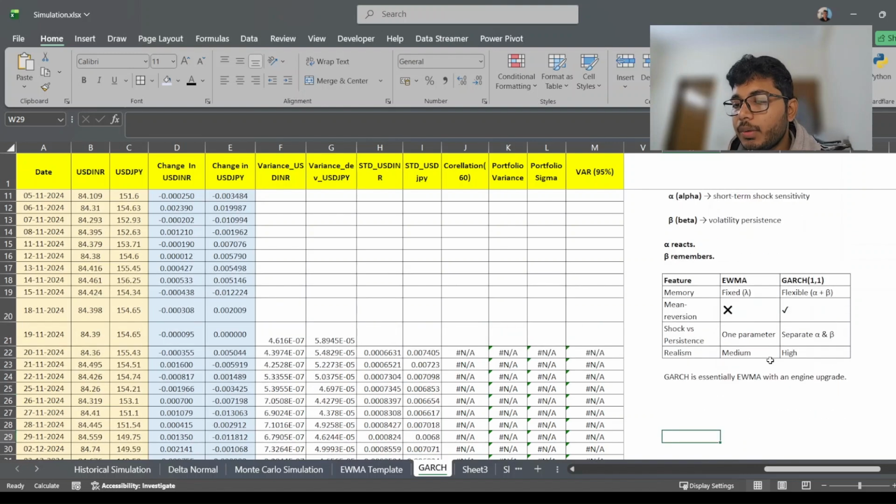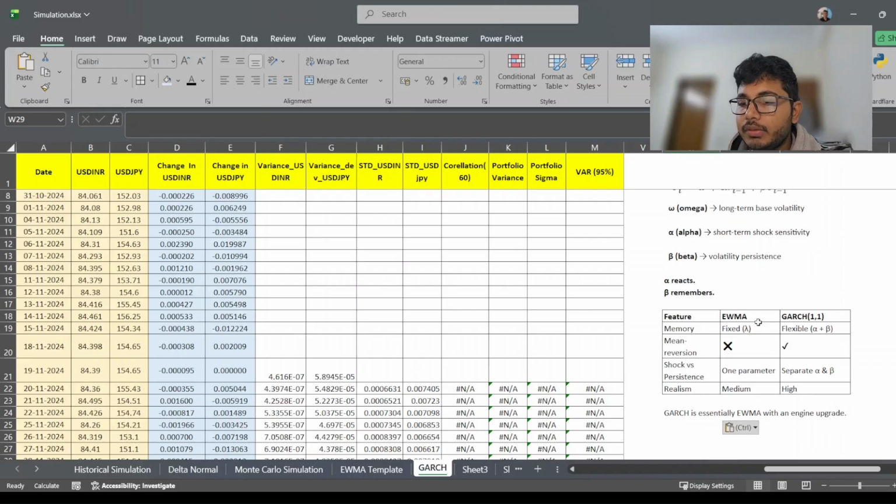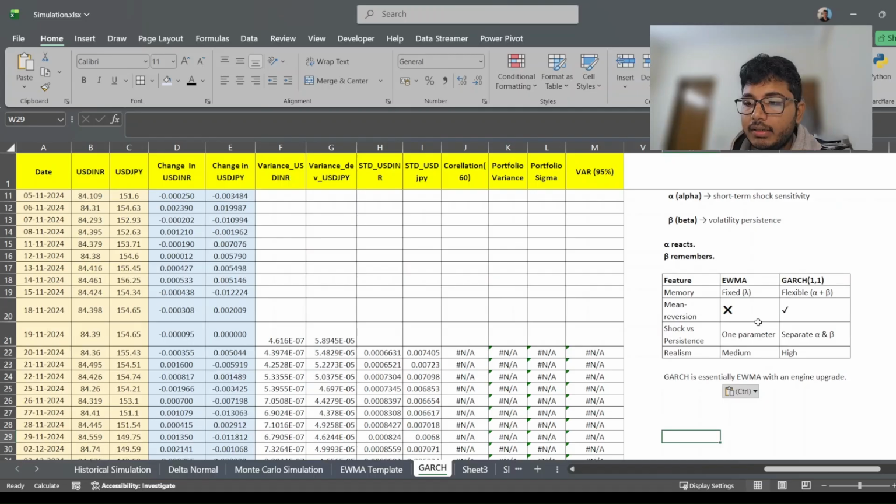So how to calculate expected shortfall? We are going to see a small comparison between EWMA and GARCH. In EWMA, we have a fixed lambda decay parameter, and in GARCH, we have flexible alpha and beta, which allow us to experiment. And EWMA does not follow mean reversion, while GARCH follows mean reversion. Basically simple differences. Shock versus persistent. EWMA has only one parameter, whereas GARCH has two parameters, alpha and beta.